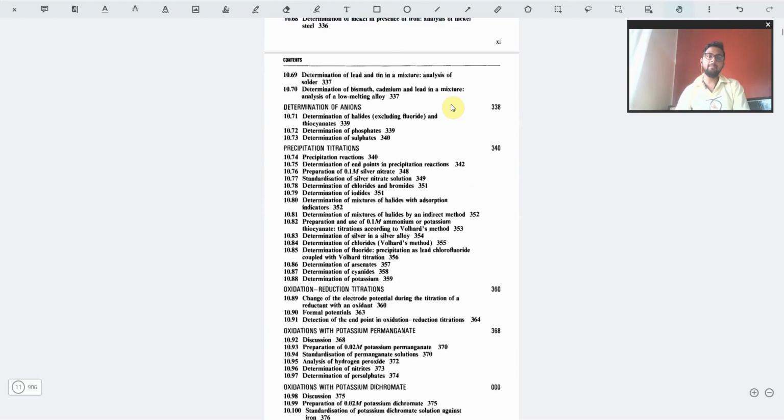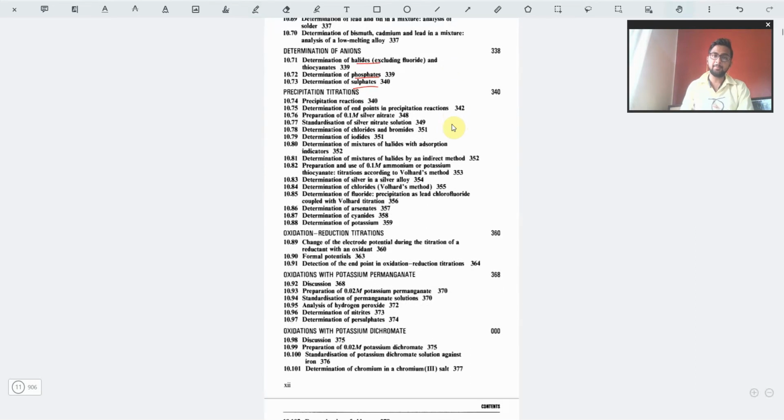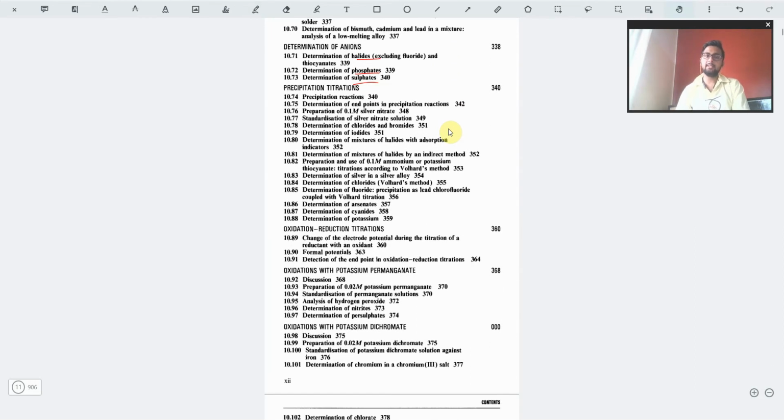So then we have this determination of anions, so halides, phosphates, sulfates. Then we have precipitation titrations. So let us say the iron oxide precipitation. I guess iron oxide is there. It is not mentioned here specifically, but iron hydroxide, ferric hydroxide precipitation, a brown precipitate will be formed. Then we have the silver nitrate, chloride precipitation, iodide precipitation, arsenate, cyanide, potassium precipitation using sodium cobaltinitrate solution.